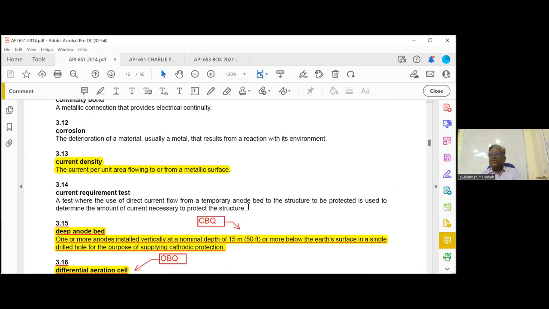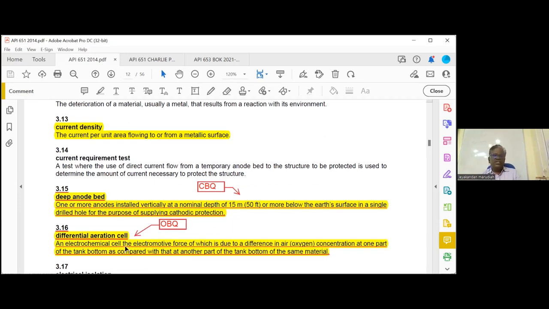Now, deep anode bed. If anode depth is more than 50 feet, it is a deep anode; less than 20 feet, it is called shallow anode. These are closed book questions. Deep anode means one or more anodes installed vertically at a nominal depth of 50 feet or more below the earth surface in a single drilled hole for the purpose of cathodic protection. Generally, for impressed current, we are using deep anode. So it will be a series of anodes installed more than 50 feet deep, and we call it a deep anode.